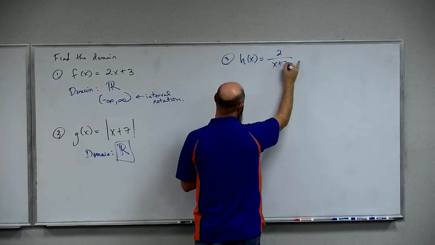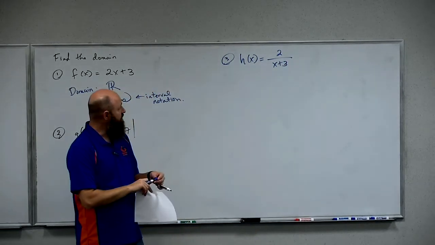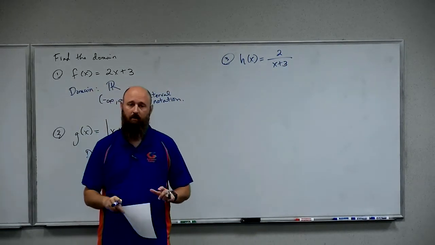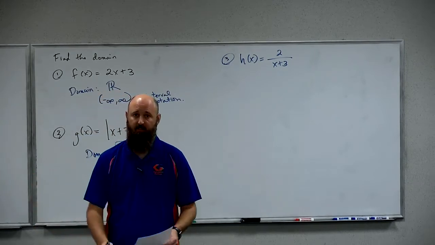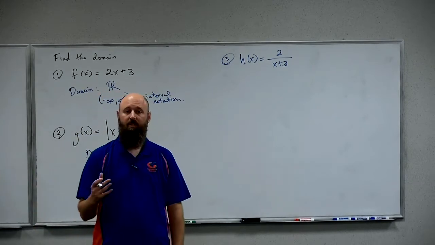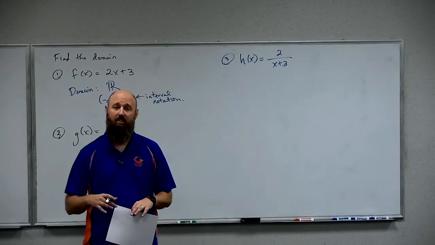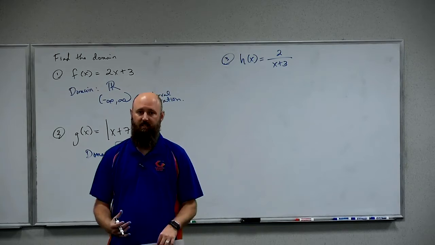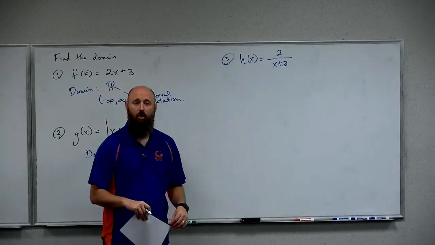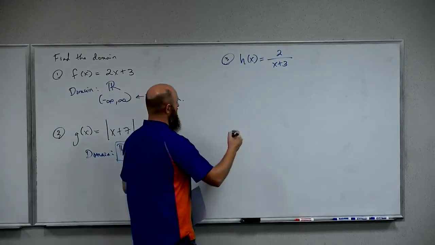2 over x plus 3. All right, so this time we have an x on the bottom of a fraction. So that's a problem. The reason why it's a problem is if we end up with 0 on the bottom of our fraction, that is undefined. It's impossible to divide by 0. Okay, so we've got to account for that. So we want to figure out that piece.